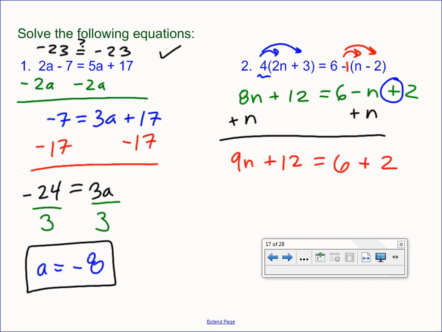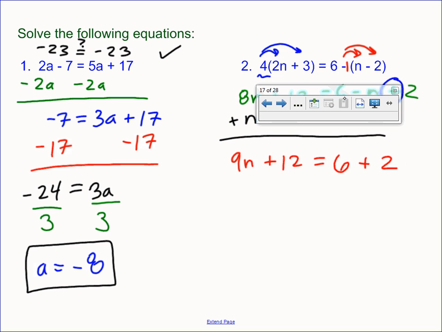Combining like terms, same side, same operation. I can combine the 6 plus 2. There's no subtraction here. I'm going to do 6 minus 2. They're on the same side of the equal sign, but they're combining like terms, same side, same operation. And so I can do it quickly, right? 9n plus 12 equals 8, if you haven't already.